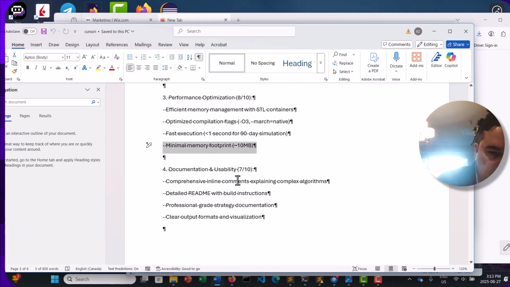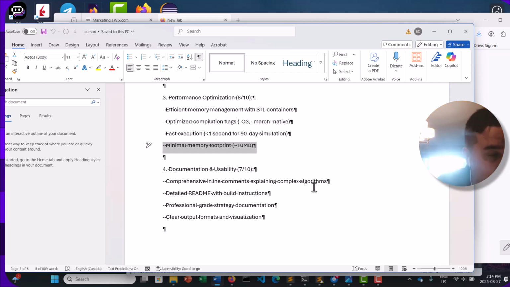Documentation usability. Again, I could make the quality much better, but as is it's generated by AI anyways. So documentation usability is a 7 out of 10. Comprehensive inline comments explaining complex algorithms. That's important to know because there are going to be some people out there saying, oh, comments are useless. Believe me, when you look at this code, you'll realize how important it is to be able to reverse engineer this and understand what the particular elements in these models and algorithms are doing.